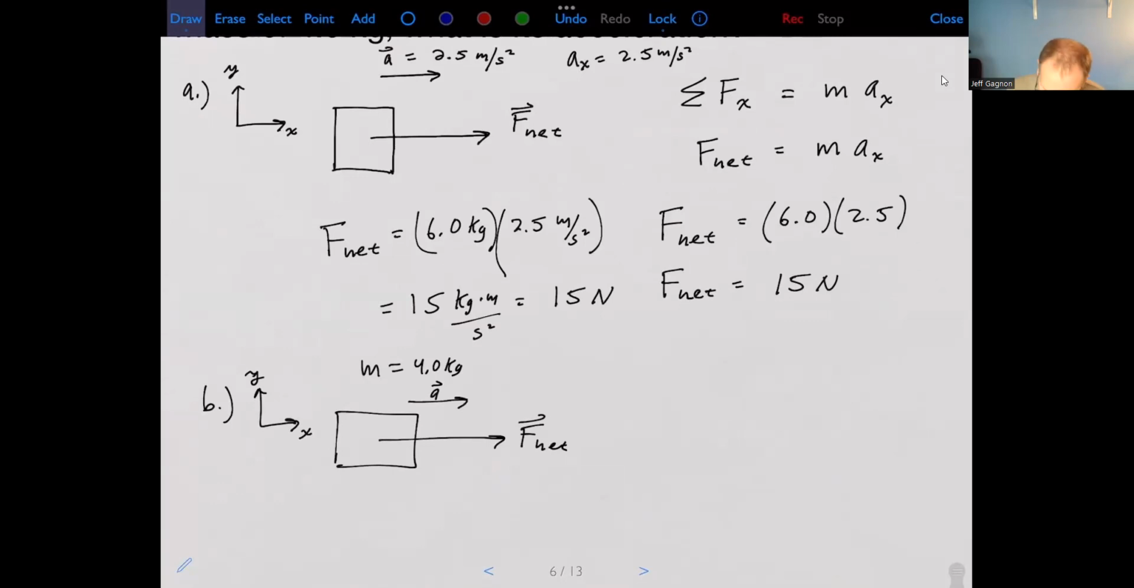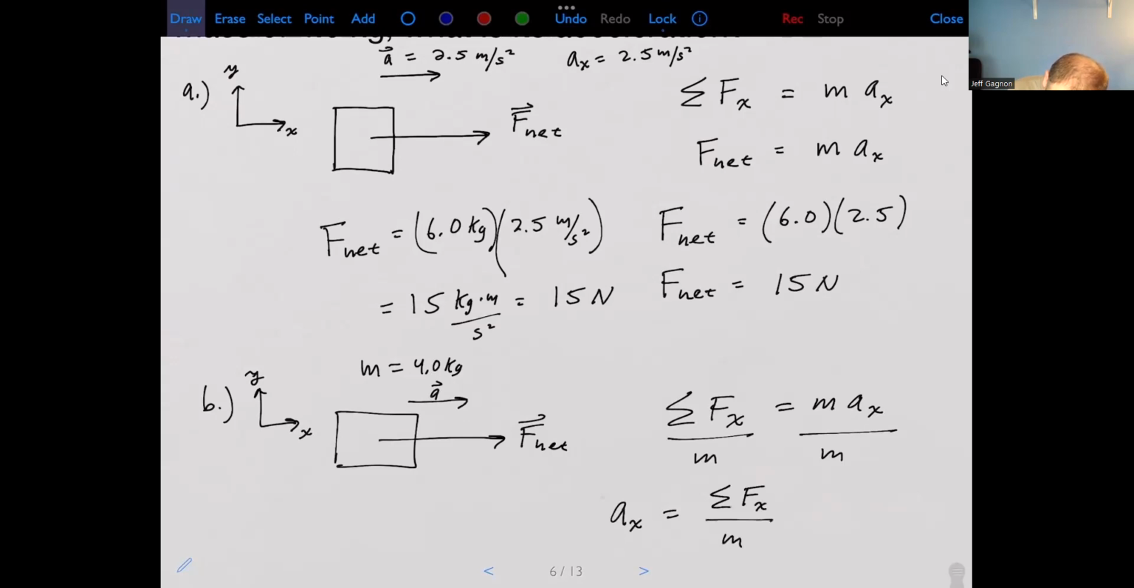Okay, so again, if I just look at what's going on in the x direction, I have the sum of the forces in the x equals max. Since I'm solving for acceleration, I can divide by m. So the acceleration in the x direction is going to be the sum of the forces in the x direction divided by m. But in this case, the sum of the forces is simply the net force, divided by m.